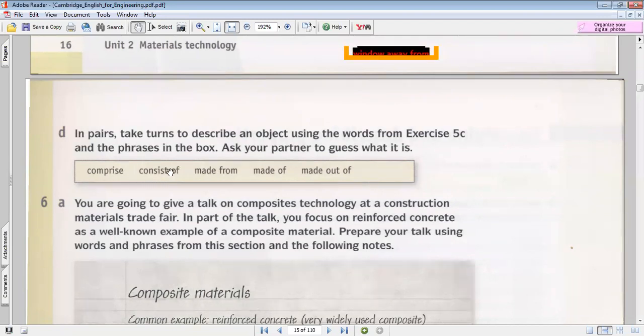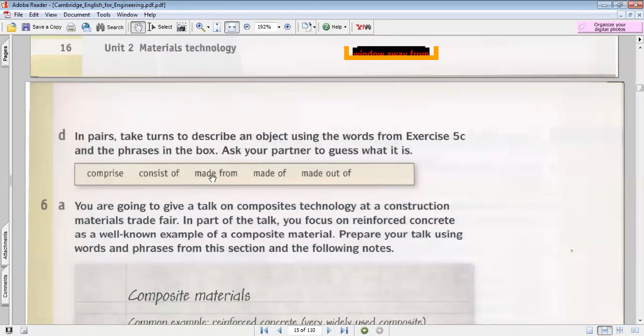Let's move to consist of. Yeah. Consist of. Go on. Made from. Nearly they have the same meaning. Made of. Made out of. Yeah, you have to know these terms.